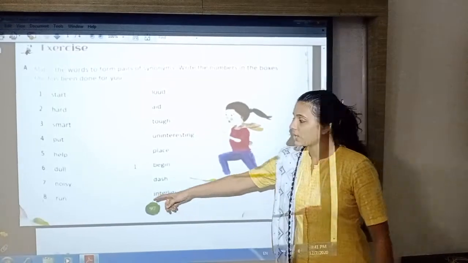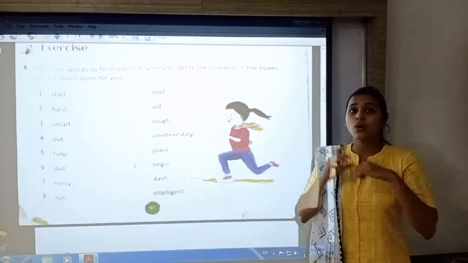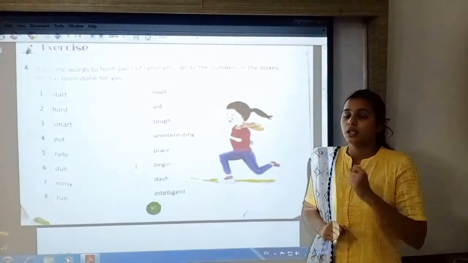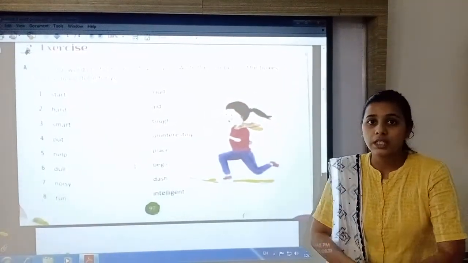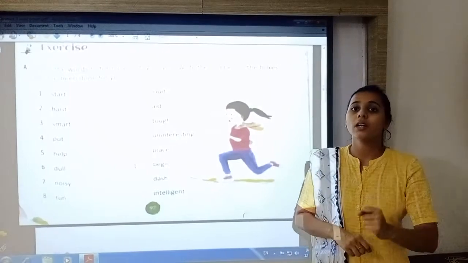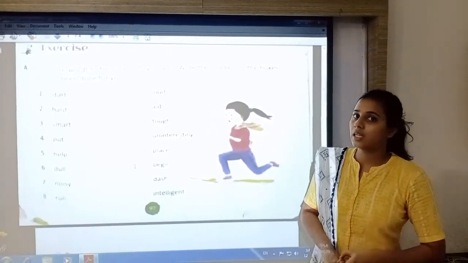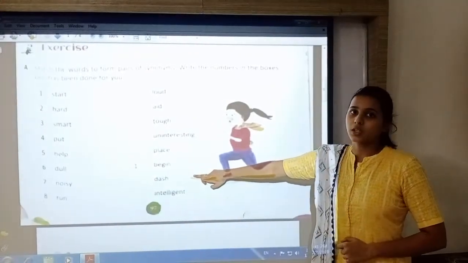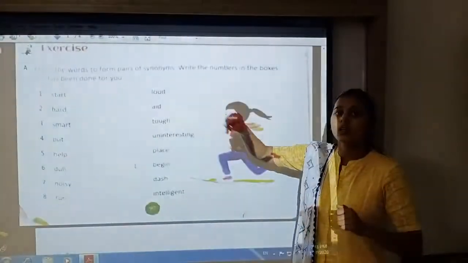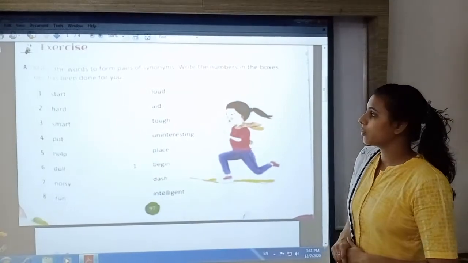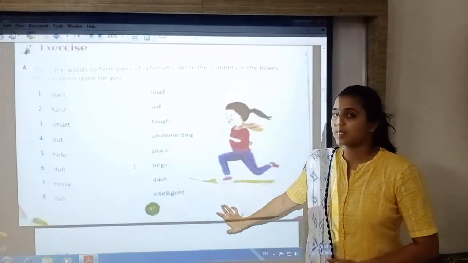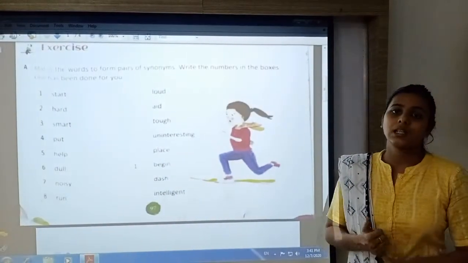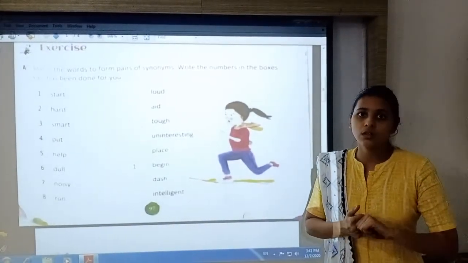Next is run. Run, that means to go somewhere in a hurried manner or quickly. So when we want to reach somewhere quickly, that is called dash. So run is similar to dash. Here you can see the word dash. Now we will make a pair of run and dash. So this exercise comes to an end. Now you have to do this exercise in your homework, in your notebook at home.